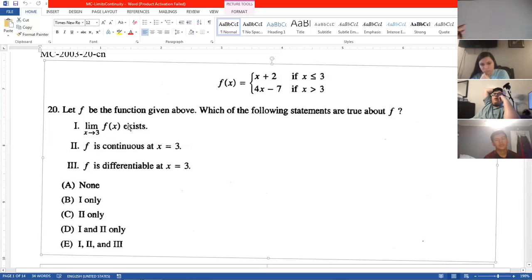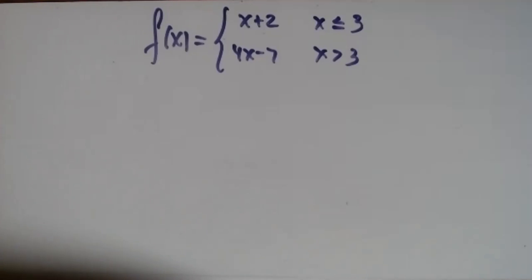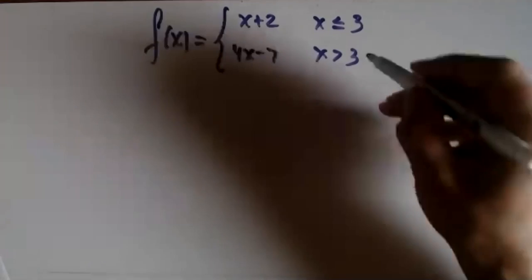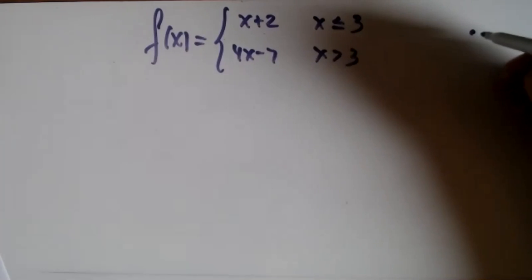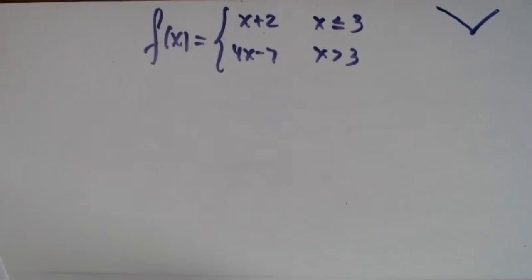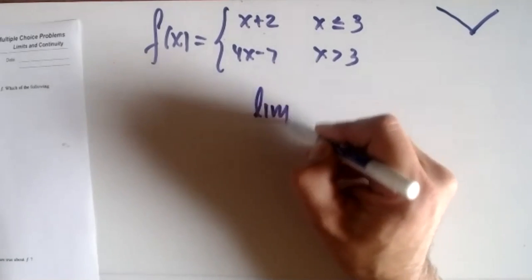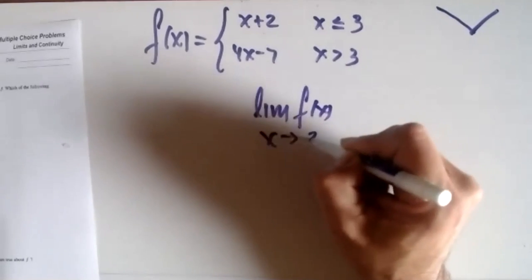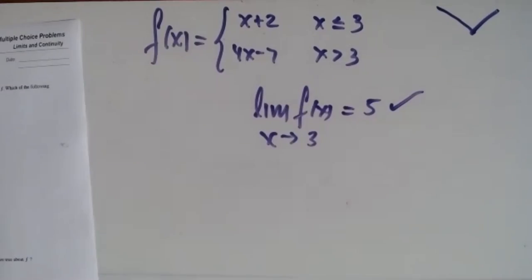So the situation, let me just put it right here. We have this function, correct? The situation is very simple. In 5, they join. So from the left, from the right, you go to the same point. So the limit of f of x when x approaches 3 is 5. So the limit exists.